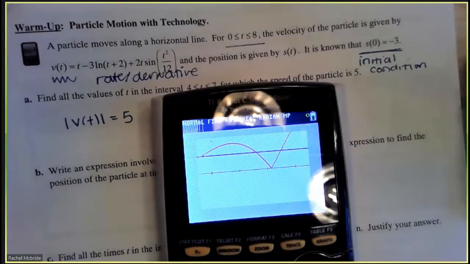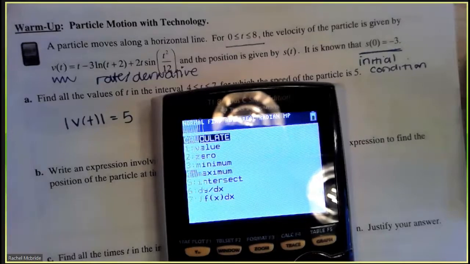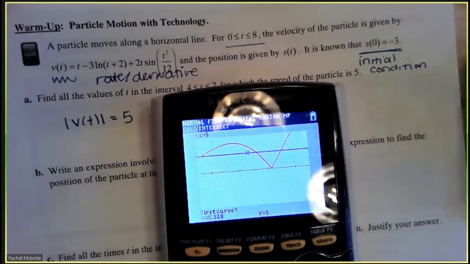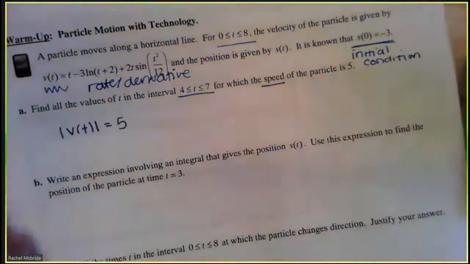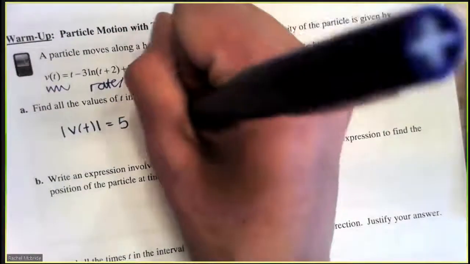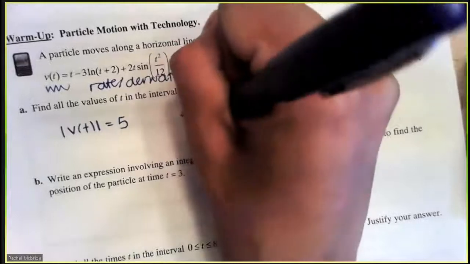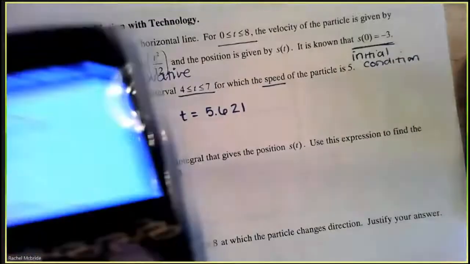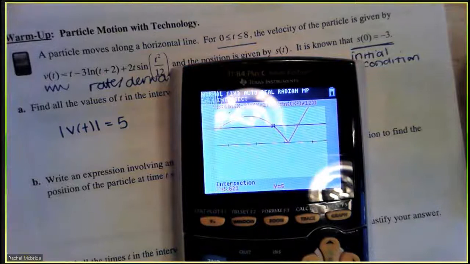So you go second, trace, go to intersect. So I believe if I go all the way over here, I'm going to think that first point's out of my range. It is. See how it's at 3.6? So I want to ignore that first one we're seeing on the graph. I'm going to go all the way over to the right, and we're going to go to this point right here. I'm going to hit enter 3 times near that point, and then I'm going to write down my t value. So it's t equals 5.621. So I have my 3 decimals.